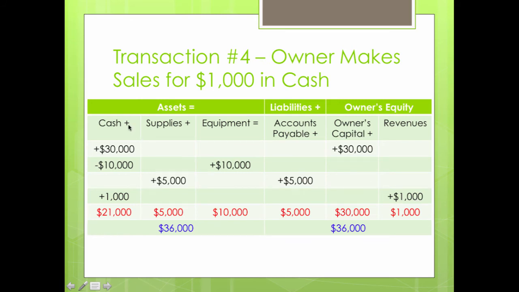And then what you're going to do, you're going to add each of these columns to obtain the totals that are in red. We have 30 minus 20,000. 30 minus 10,000 equals 20,000. Then you made $1,000 in sales. Now you have 21,000. And you bring down the totals in each of the accounts. And then you make sure that the equation is balanced, that assets equals liabilities plus owner's equity. In this case, assets is 21,000 plus 5,000 plus 10,000 equals 36,000. And your liabilities plus owner's equity is 5,000 plus 30,000 plus 1,000 equals 36,000. They're balanced, you're good to go.